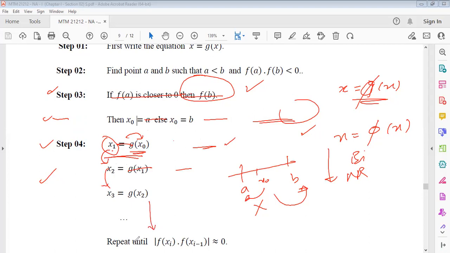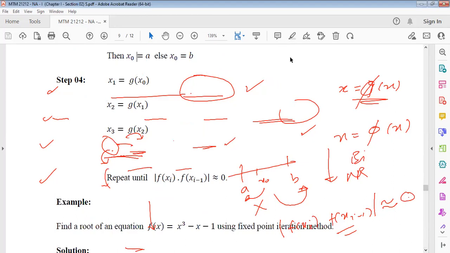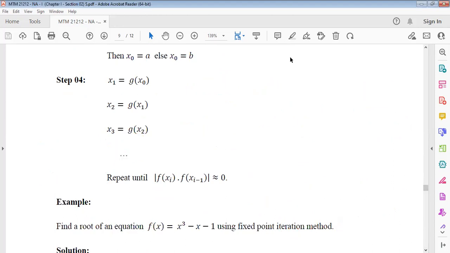So you have to repeat until the value of f of xi times f of xi minus 1, the multiplication of these two, the modulus will be approximately equal to 0. So we'll see when we are doing the example. So that's all the steps, step 1, 2, 3, and 4. So let me start our examples, then you will understand.